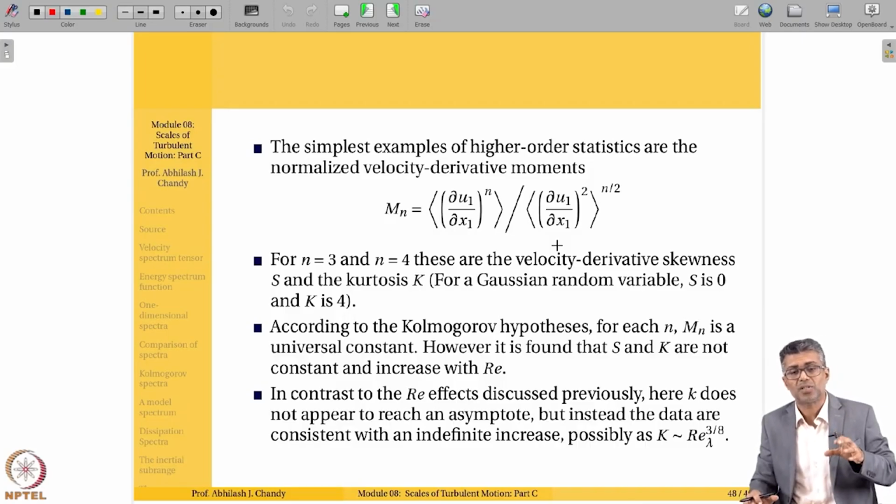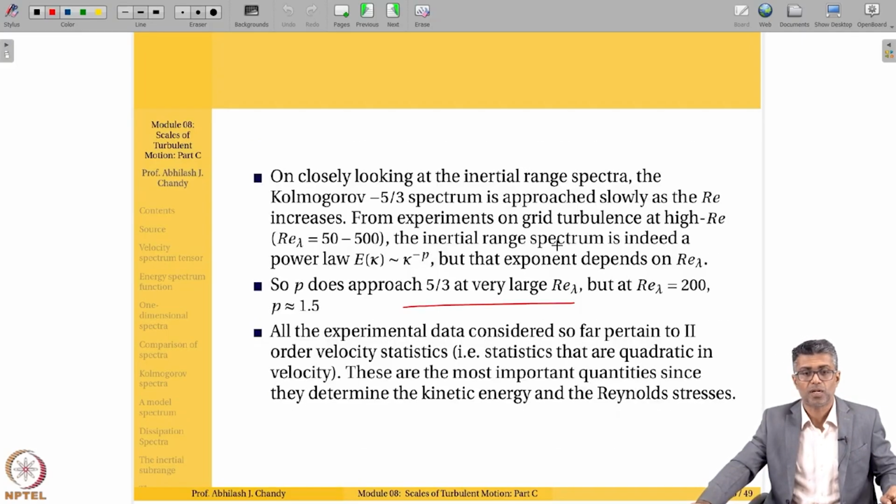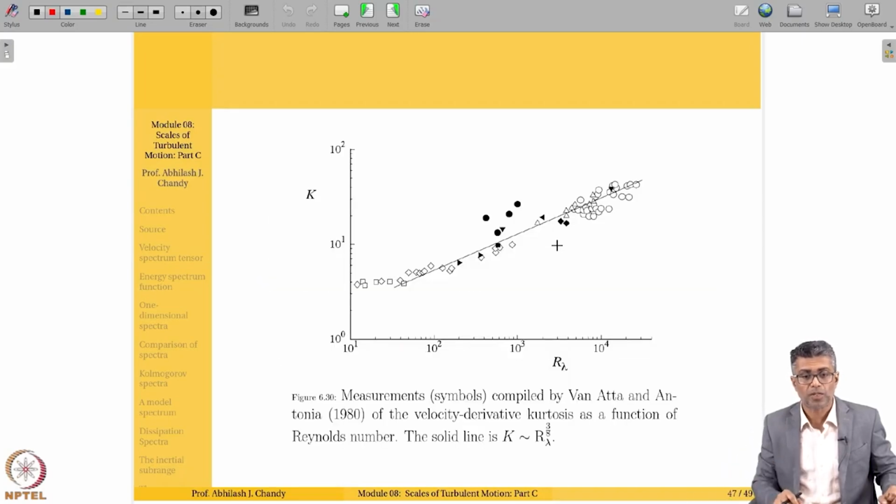In contrast to the Re effects that we had discussed, K does not appear to be an asymptote. Instead, the data are consistent with an indefinite increase. As you can see in this plot, this is the kurtosis plotted against R lambda.